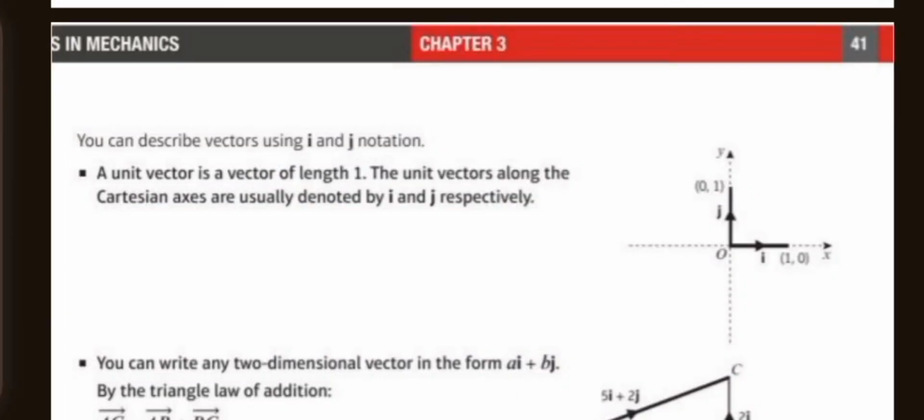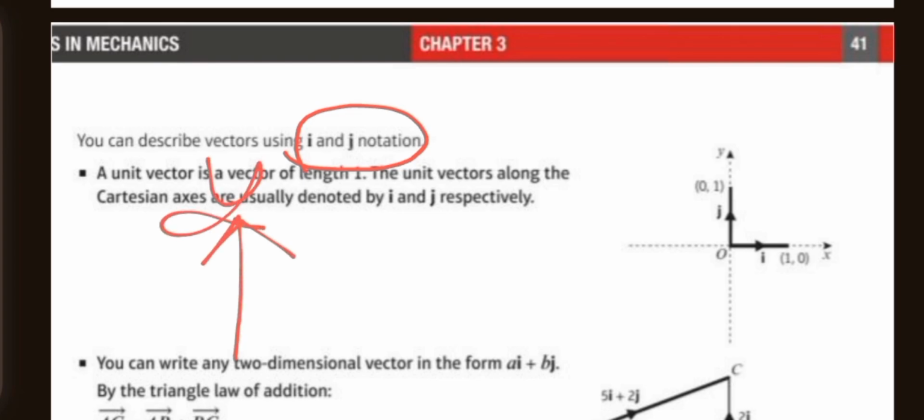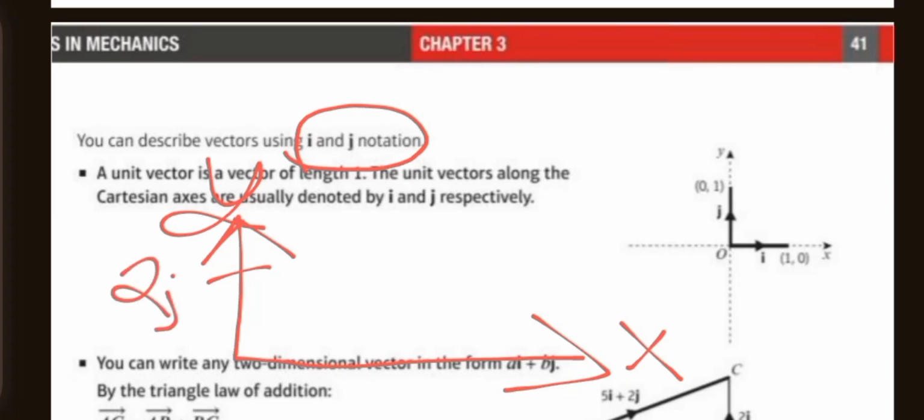I and J notation. What does this I and J notation mean? J is in the y-axis and I is in the x-axis. Moving 2 units in the y-axis, it's 2j. Moving 5 units in the x-axis is 5i.